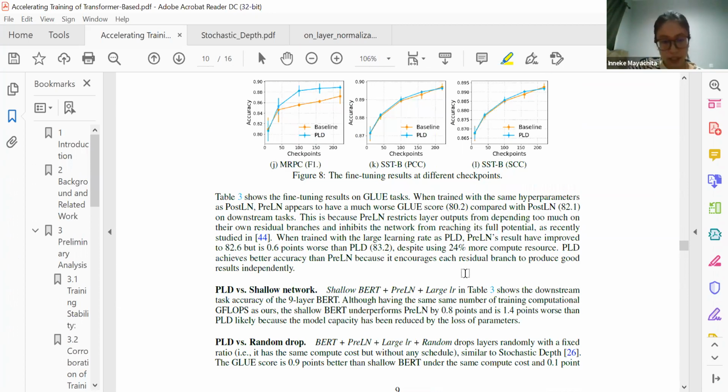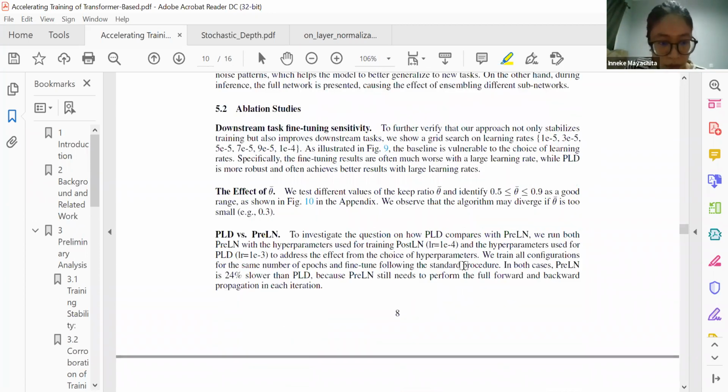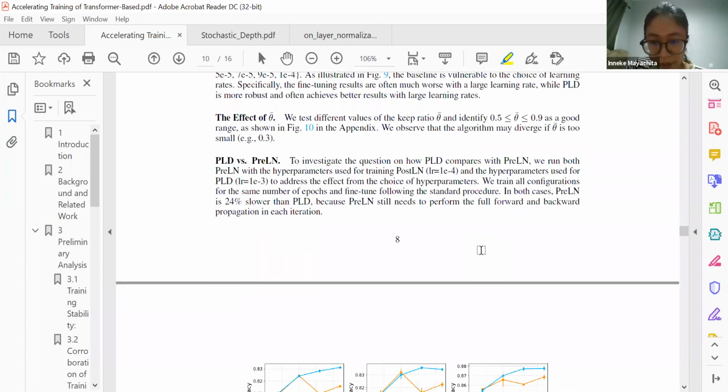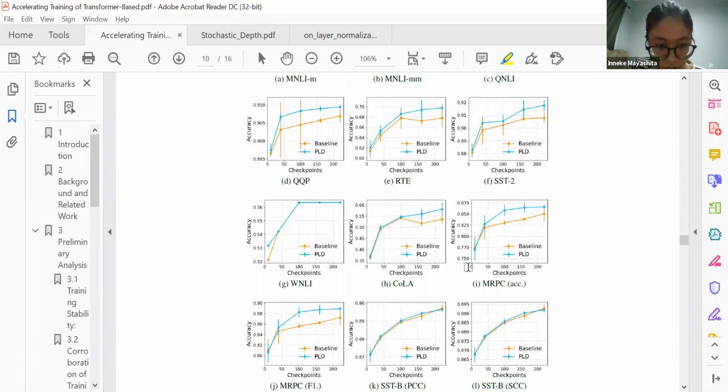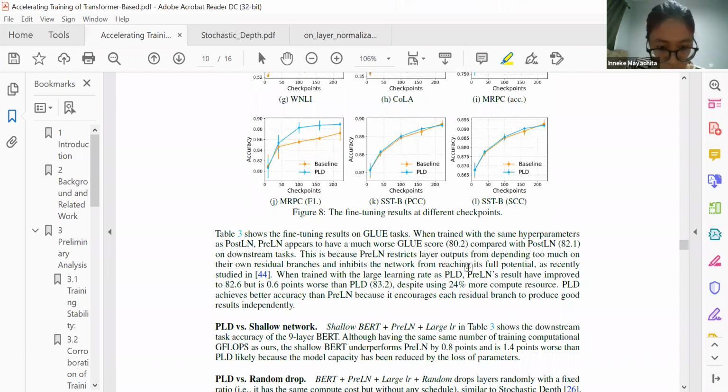The third study is about PLD versus pre-LN. We will see why using pre-LN only without PLD will not achieve the same performance as PLD. So there are experiments with a low learning rate that is used to train post-LN, and the hyperparameters used for the PLD with this high learning rate. And we can see also in table 3.